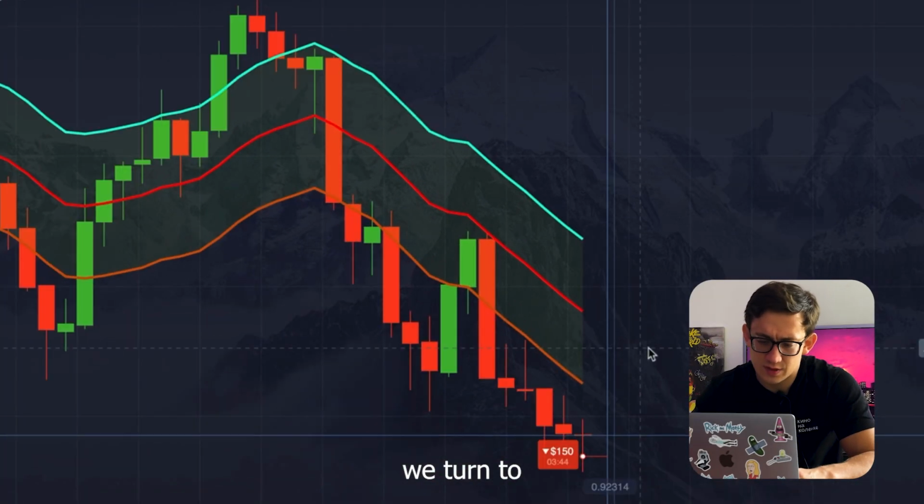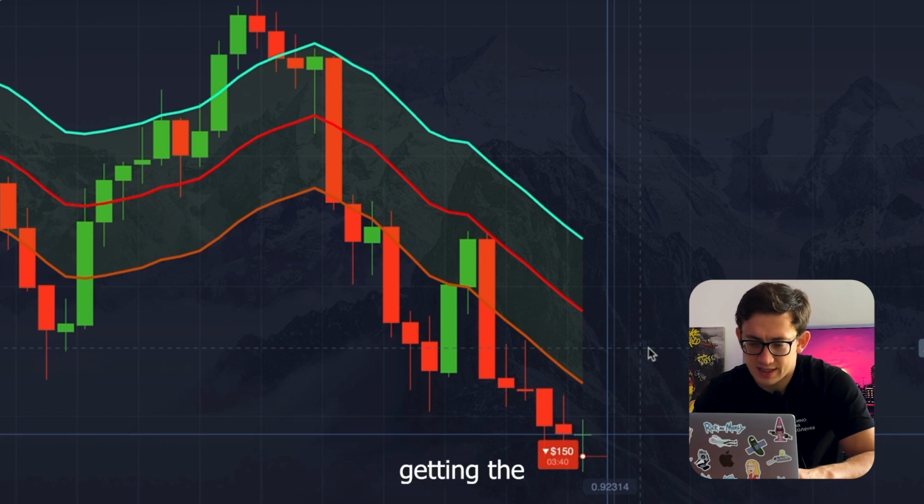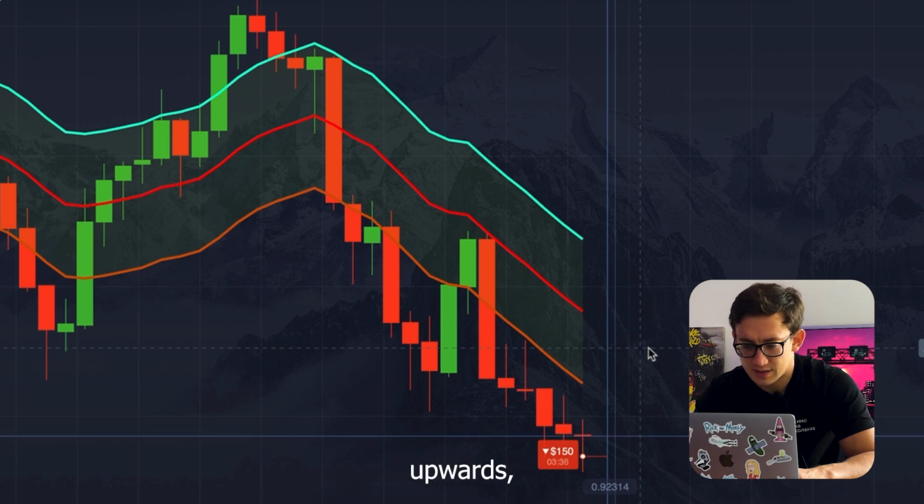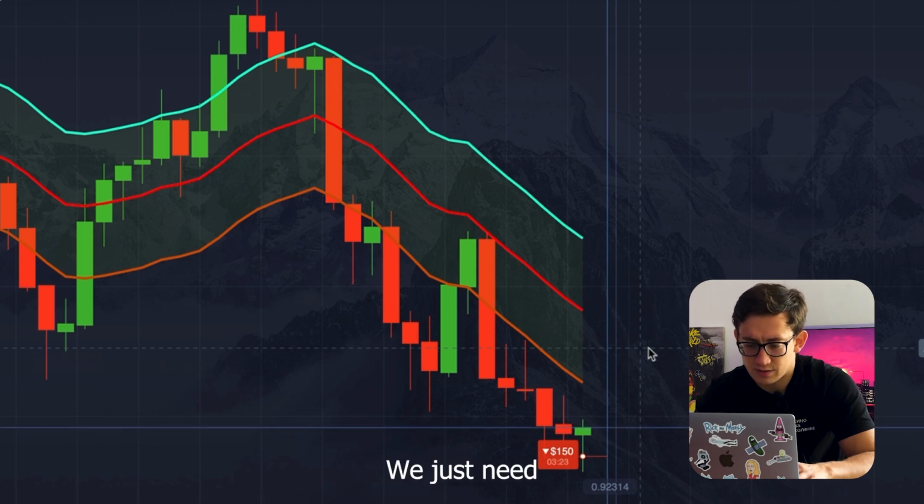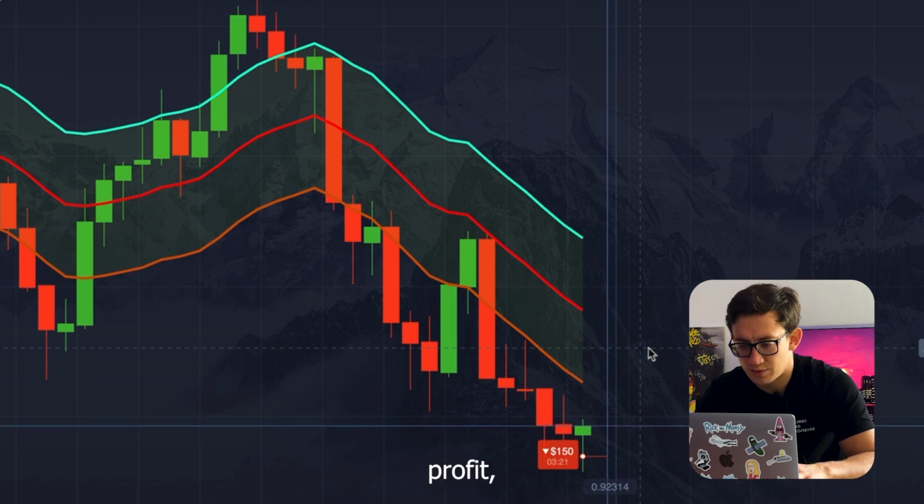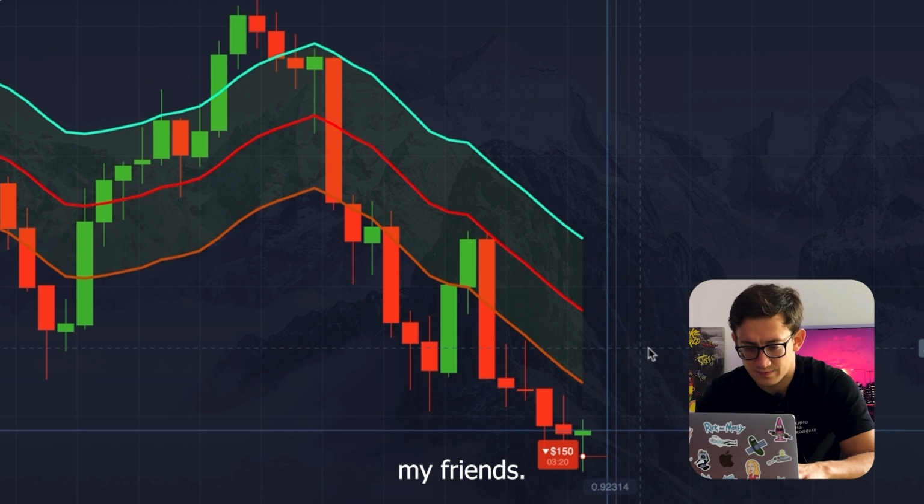Lastly, we turn to the envelopes indicator, which consists of three lines indicating the local trend. If all these lines are pointing upwards, it is a signal of an upward local trend, and vice versa. In our case, all three lines confirm a downward trend. With all three indicators pointing in the same direction, we just need to wait for our profit, my friends.